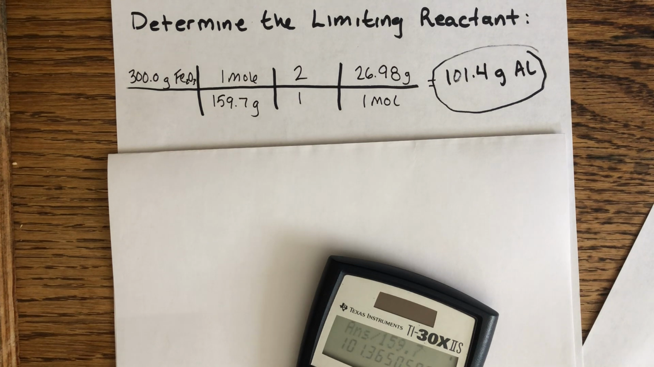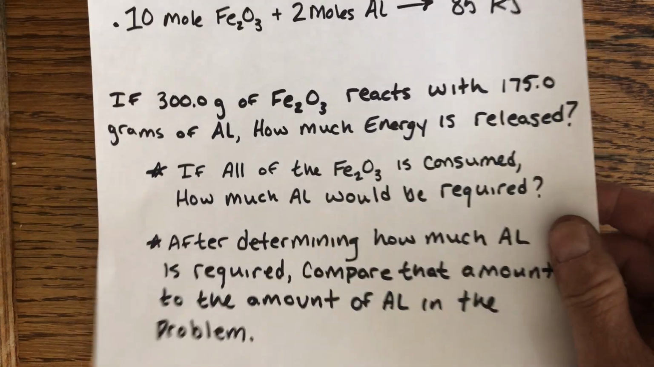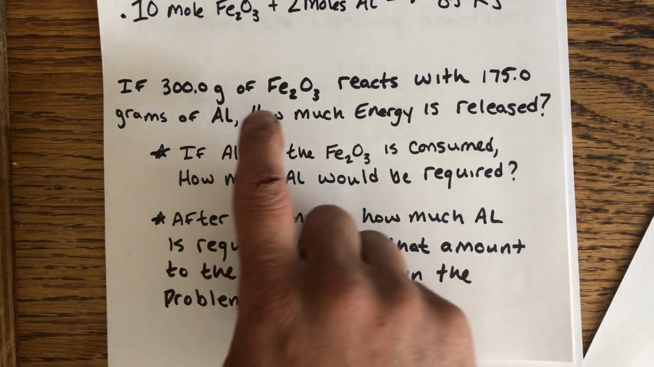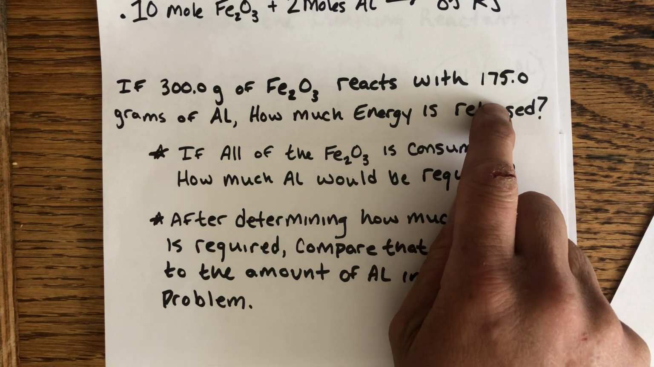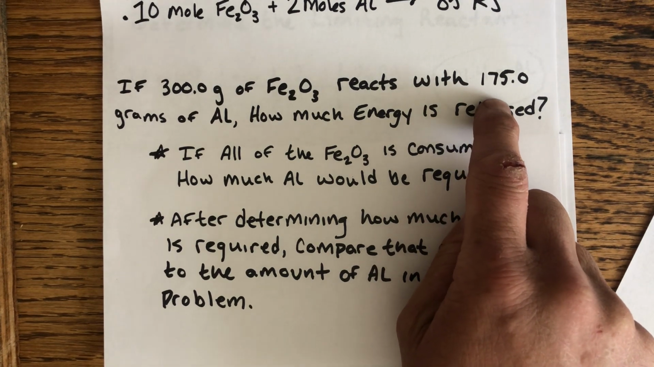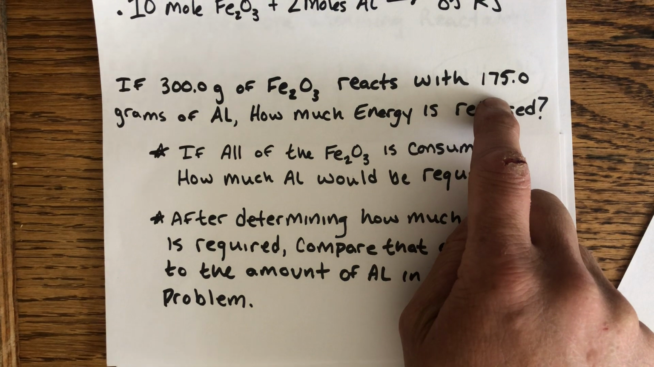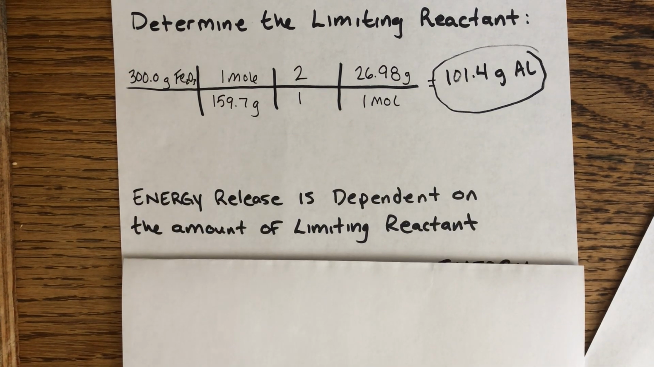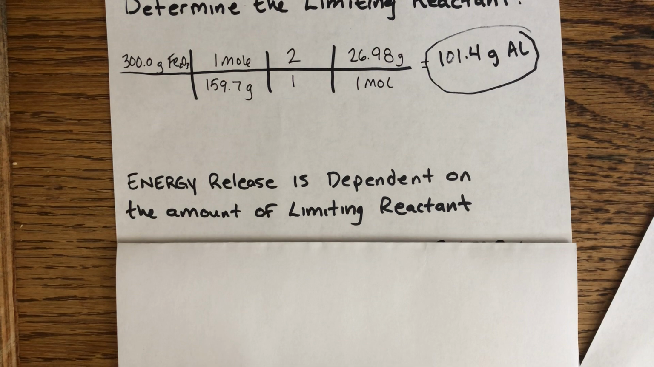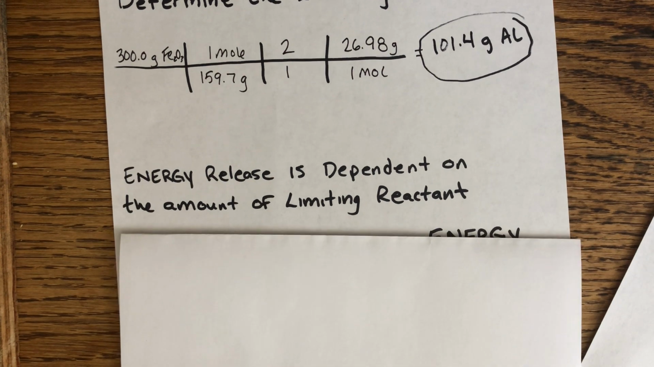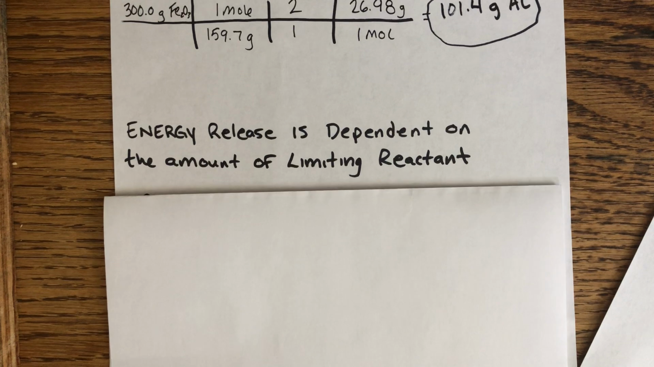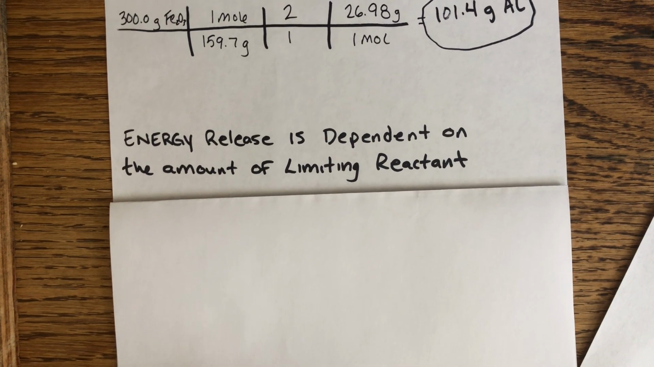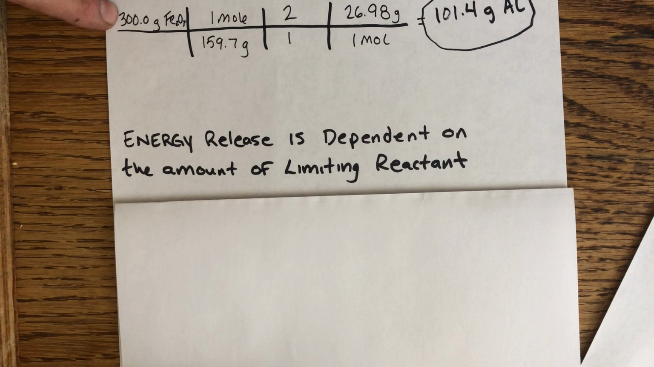So now we have to go back to the problem and compare that amount to how much aluminum we've been given. Here's the problem again: 300 grams of iron oxide, 175 grams of aluminum. So we certainly have more than enough aluminum to react all 300 grams of iron oxide. That means our iron oxide is the limiting reactant, and moving forward, we need to base the production of energy on the amount of iron oxide we have in the problem, which is 300 grams.